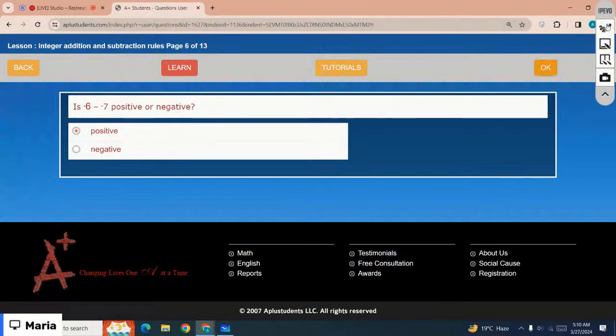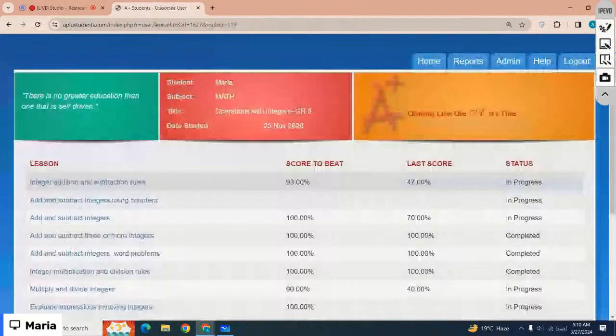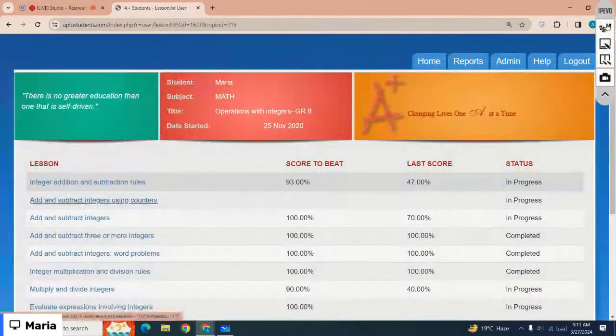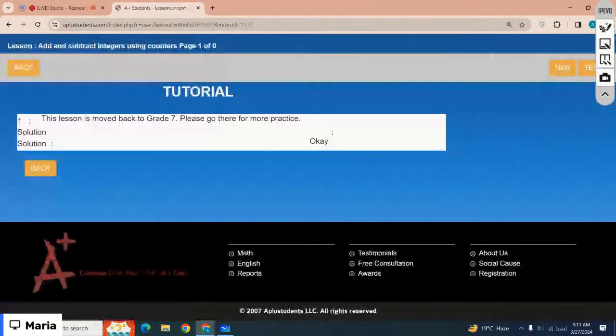Okay, you can complete the lesson by yourself later today. Let me just move on to the next lesson. The next lesson is add and subtract using counters. Okay, you have to skip this one, that is, move to the next lesson.